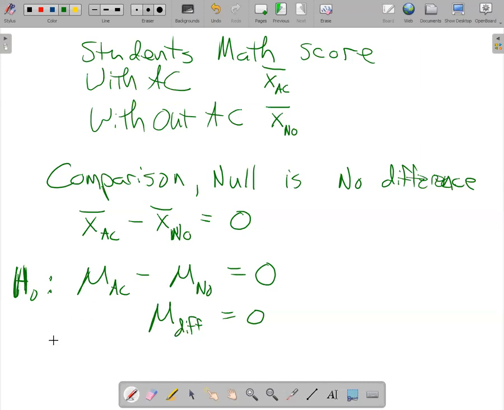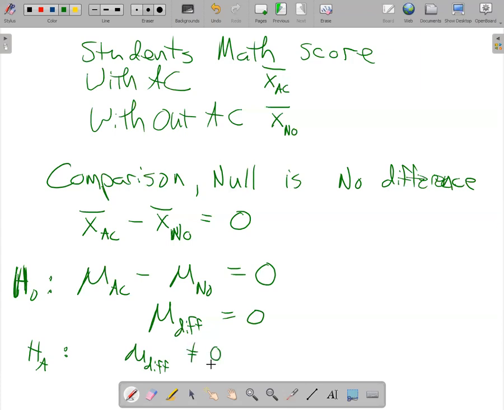So I'm going to go for a conservative alternative hypothesis, and I'm going to say, I don't know which way it's going to go. So I'm just going to go for a not equal. So that's going to be my alternative. I'm going to say the alternative hypothesis is that the difference in their means, which I'm going to call mu diff, is not 0.